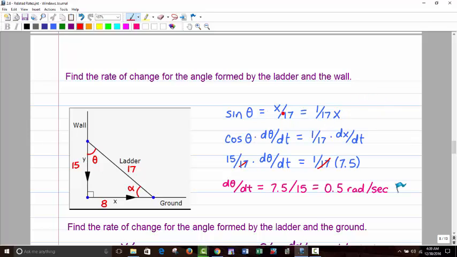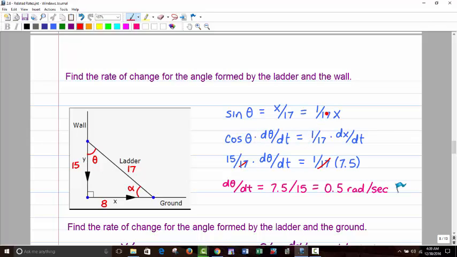Sometimes I'll see students take problems like this and actually do the quotient rule, which you could do, but it's just more work. It's just x over a number, the same thing as 1 over 17 times x. So let's make it easier. The derivative of sine of theta with respect to t will be cos of theta d theta dt, because that's what we're solving for. The rate of change in the angle will be d theta dt. So just take the derivative and stick the d theta dt.